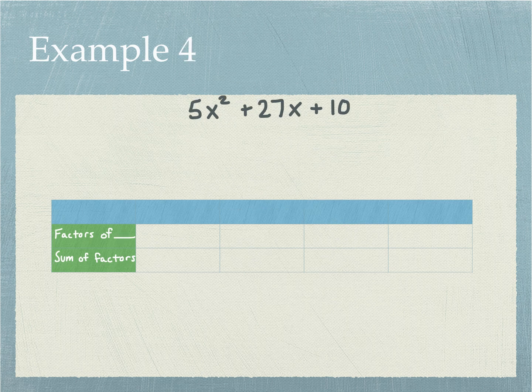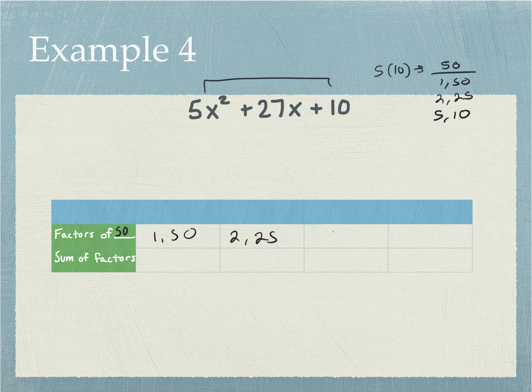So we're going to look at the factors of 5 times 10. It's going to be the factors of 50. So your factors are 1 and 50, 2 and 25, 5 and 10. It's going to be 1 and 50, 2 and 25, and 5 and 10. Alright, so we're looking for the factors that add up to positive 27.